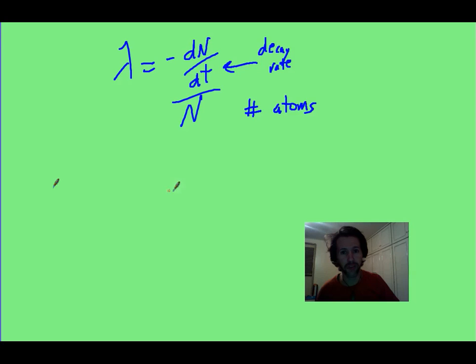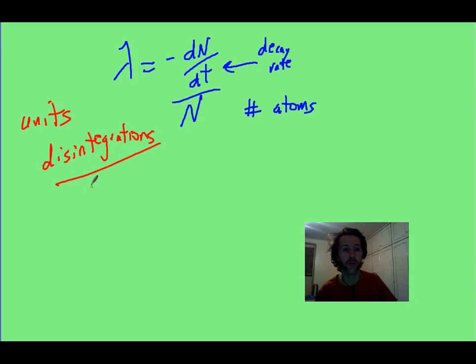Oh yeah, a quick fact you need to know about the decay constant. This is your decay rate on top, and the number of atoms on the bottom. The units will be disintegrations per second. Or you can drop the disintegrations and just know that it's in per seconds.